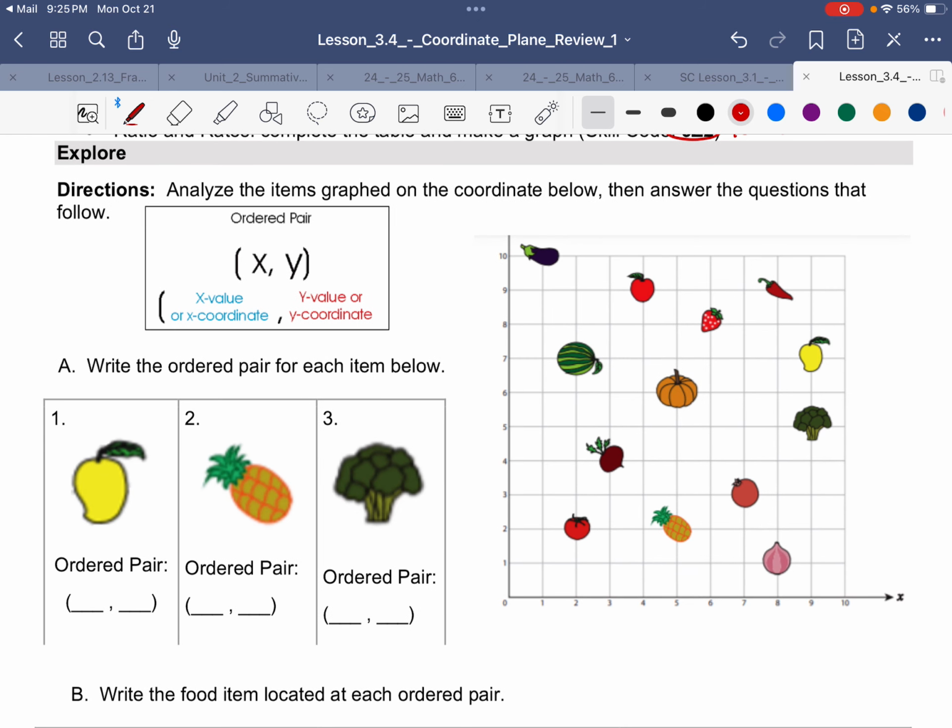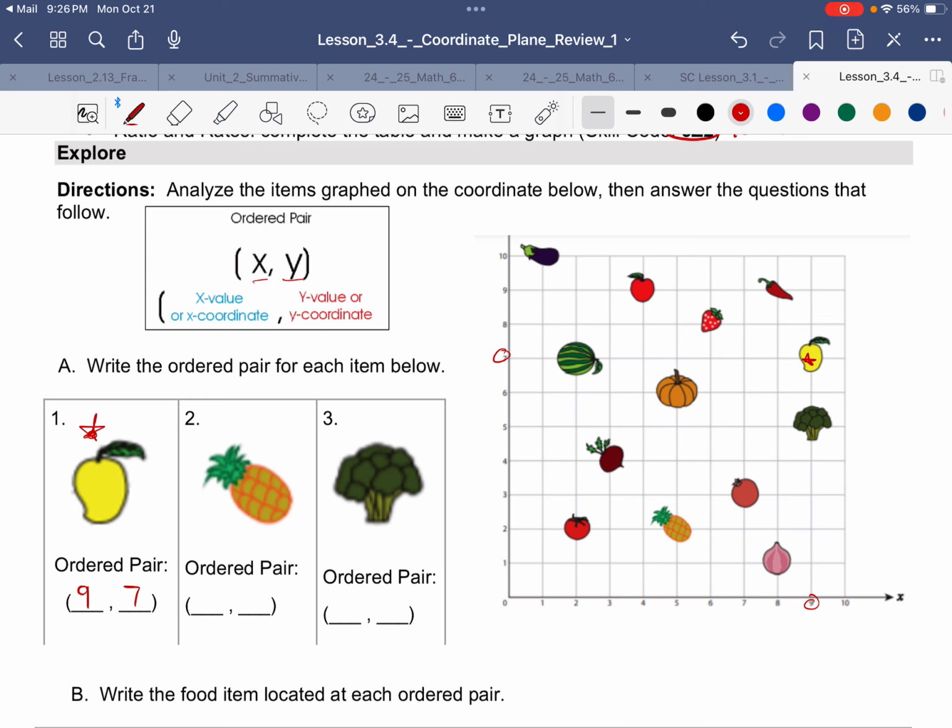So ordered pair. Remember x, y, they're always in that order. X comes first, y second. So you always go left and right first, then you go up and down. It says write the ordered pair for each of the items. So color here, we're going to use red. We're looking for this pair here. Let's make a star here. There we go, that's what you're looking for. So you go down at the bottom, you see 9, okay? And then you go up to where that pair is intersecting, 7. So the ordered pair would be 9, 7. Okay, not 7, 9.